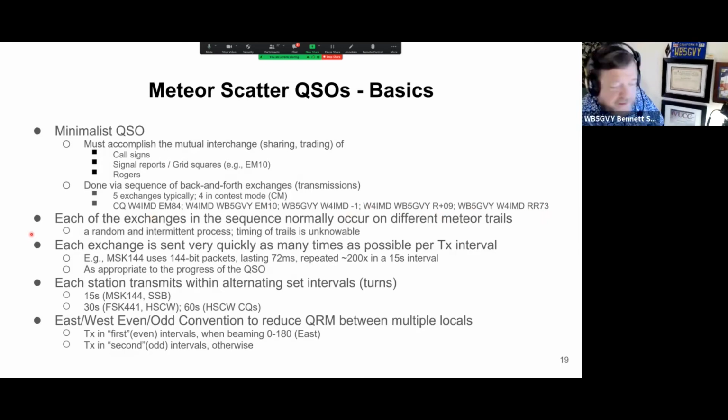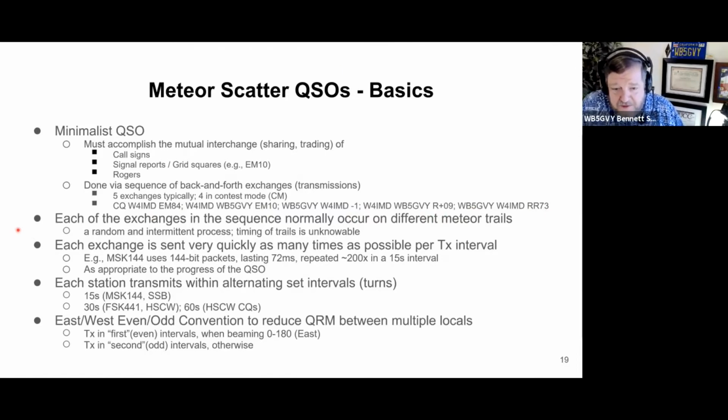Now, the thing about meteor scatter QSOs is each of those exchanges normally occurs on a different meteor trail. And the meteor trails are a random and intermittent process. So the timing of the trails is unknown. So the timing of that sequence is unknowable in advance. And part of the way to compensate for this is that these exchanges are coded digitally and are sent very quickly, as many times as possible in a given transmit interval.